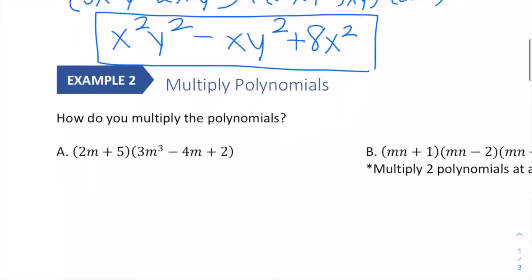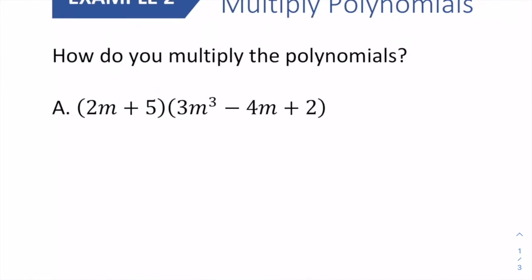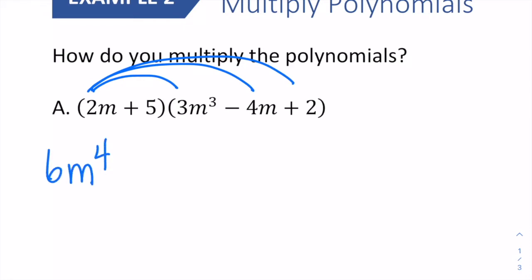Now let's multiply polynomials here. We have a binomial and a trinomial. To multiply, we're going to multiply everything by 2m. So 2m times 3m cubed would be 6m to the 4th. And then we have 2m times negative 4m. So that's going to be negative 8m squared. And then 2m times 2, which is plus 4m.